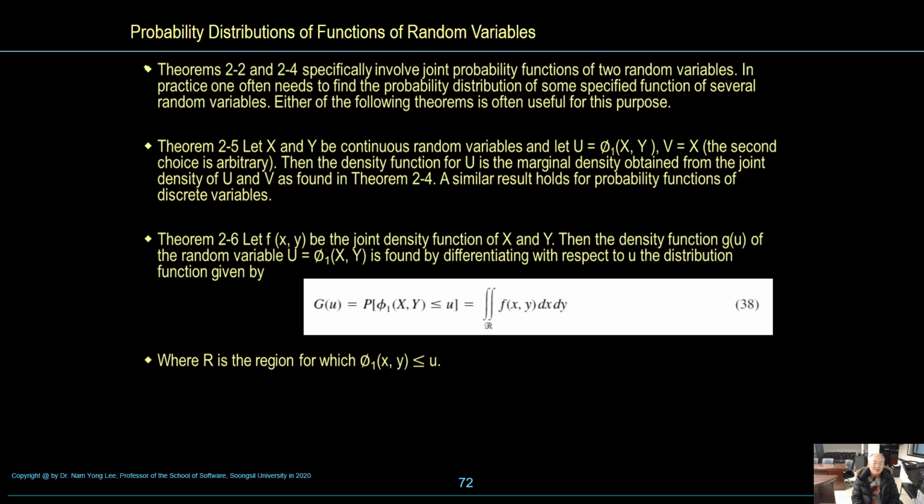Theorem 2-6: let f(x,y) be the joint density function of X and Y. Then the density function g(u) of the random variable U equals theta 1 of X and Y is found by differentiating with respect to u the distribution function given by G(u) equals the probability that theta 1 is less than or equal to u, which is the double integral of f(x,y) dx dy, where R is the region for which theta 1(x,y) is less than or equal to u.